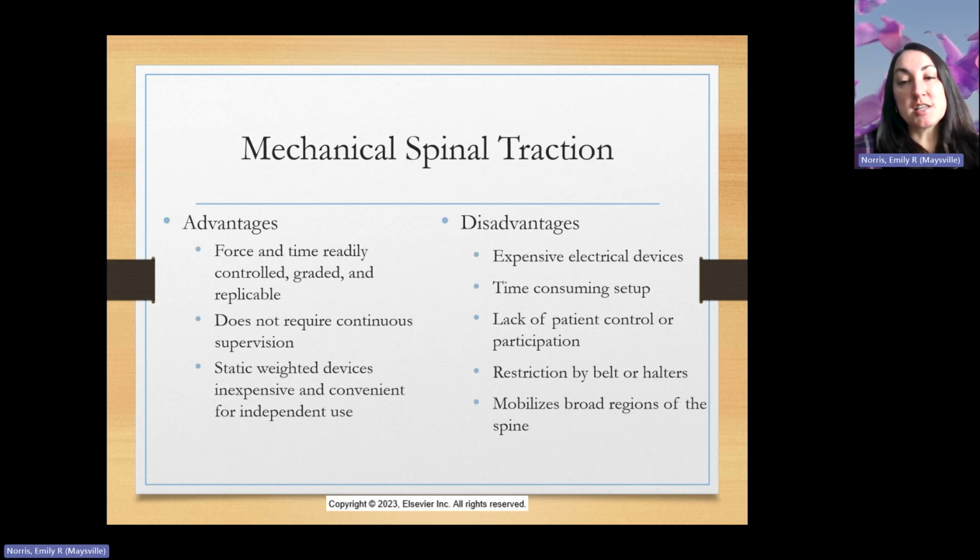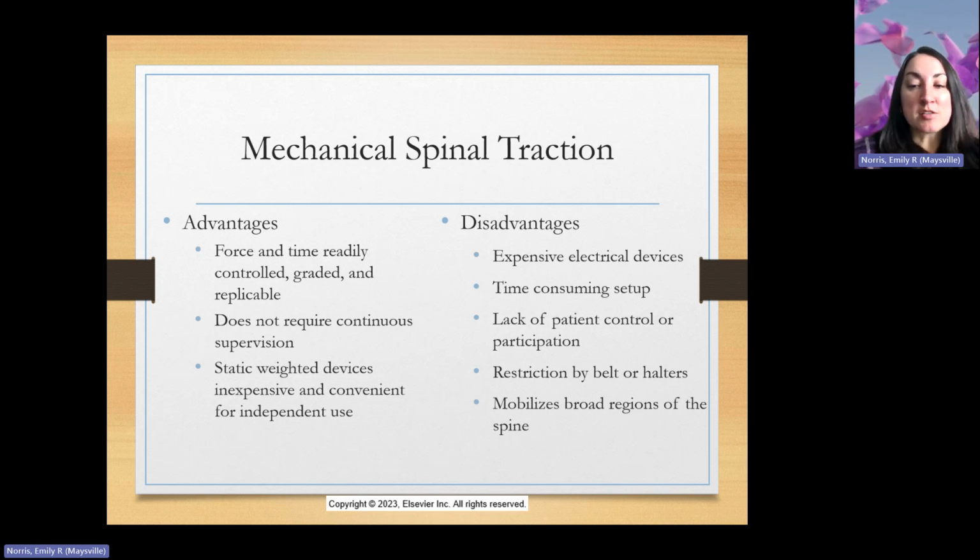The disadvantages is some of the devices are expensive. We talked about inexpensive, but some are expensive. The setup and the cleanup is somewhat time consuming. The patient doesn't have a lot of control or participation. They're just kind of laying there, letting it happen. The belt and the halters may be restrictive, may be hard to put on. Sometimes if you don't have them tight enough, they'll slide and become in a bad position.